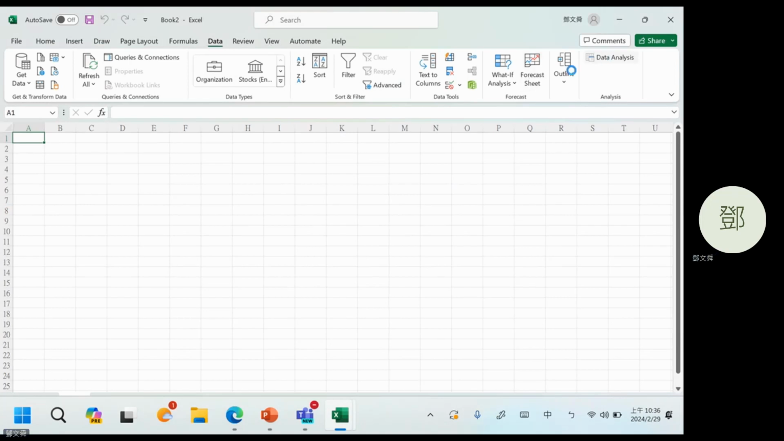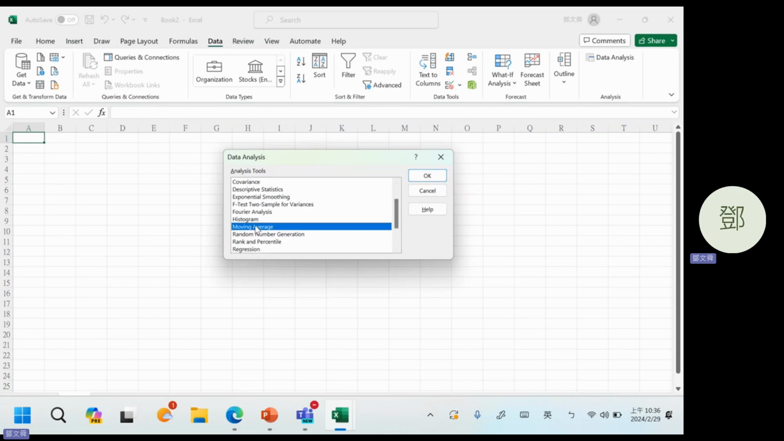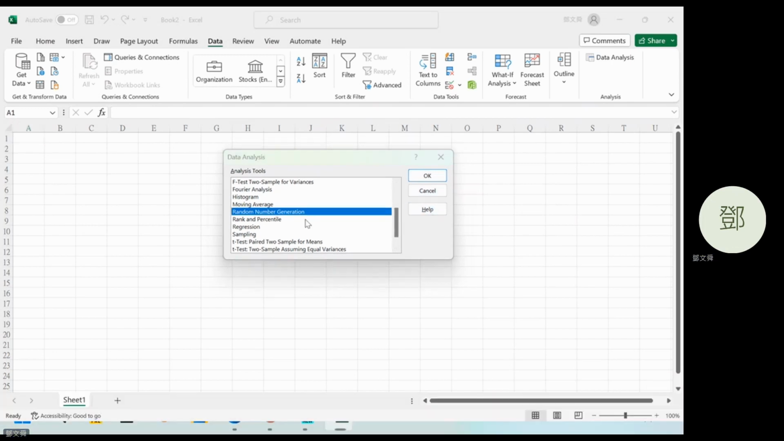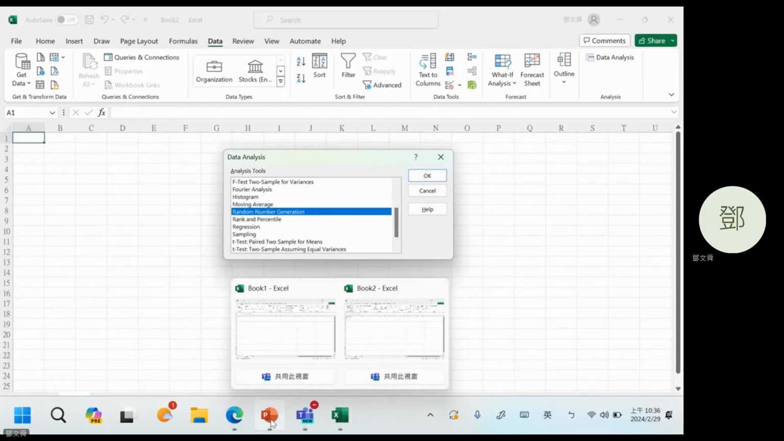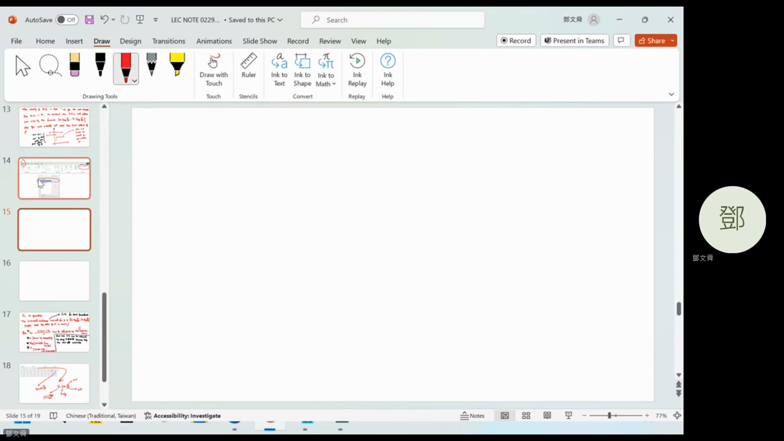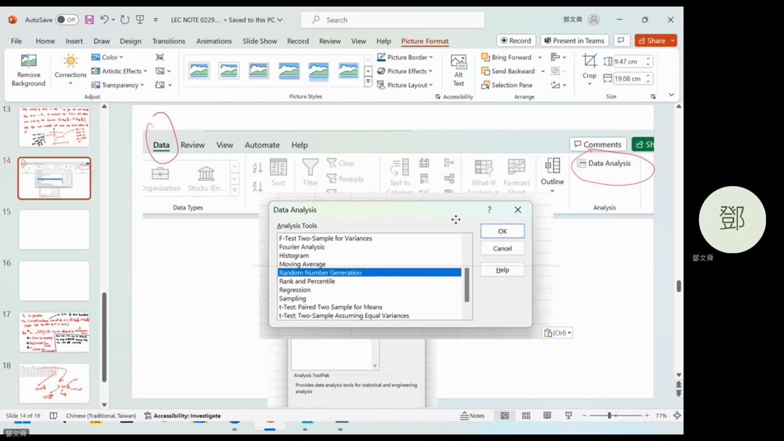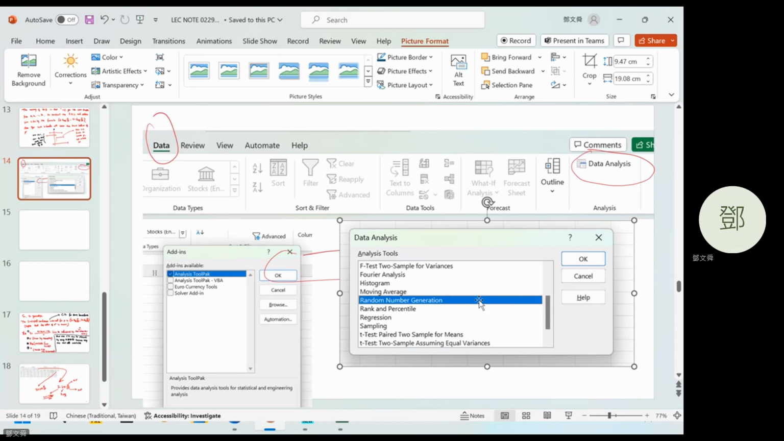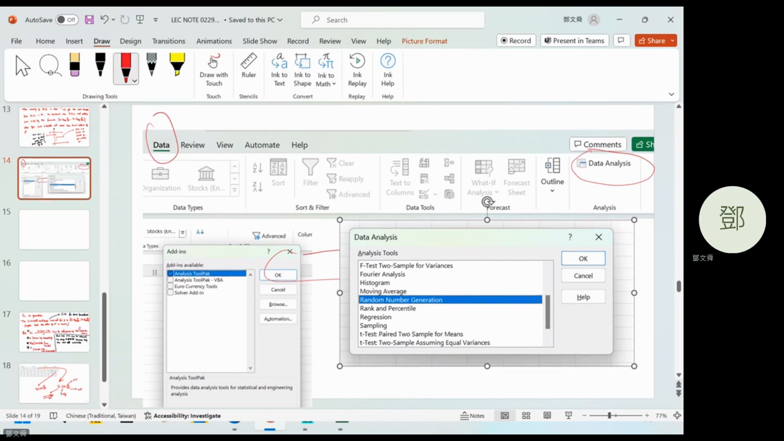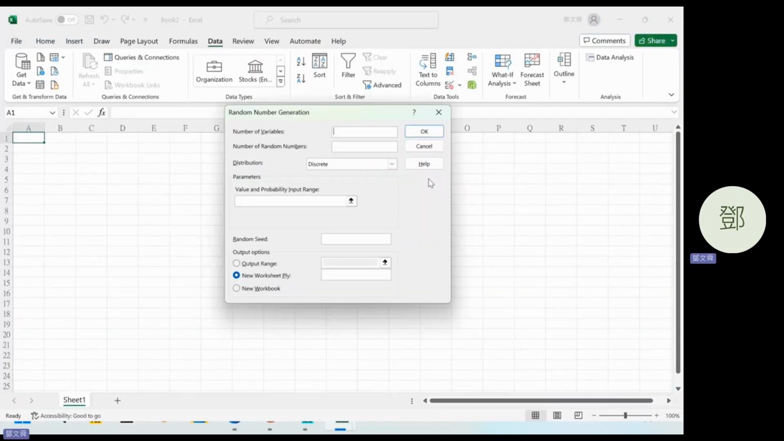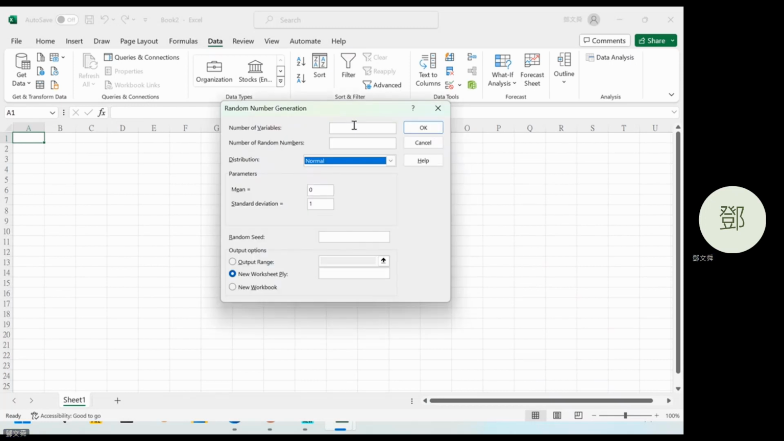Data Analysis and Random Number Generation. Normal distribution. 300 and 1,000. You can do it yourself.